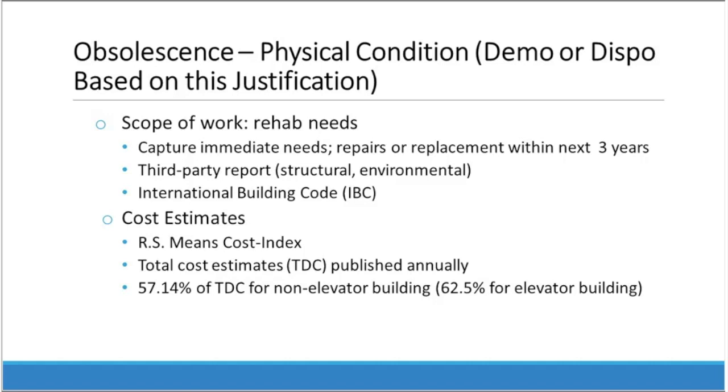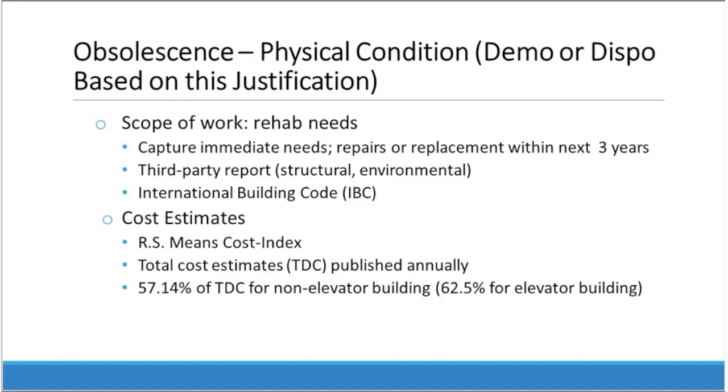For obsolescence, you need to demonstrate that you have costs which are greater than 57.14% of your TDCs for your building if your building does not have an elevator, or 62.5% of your TDCs if your building has an elevator. So this can grow to be a sizable number. This is an area that requires a lot of planning to support.